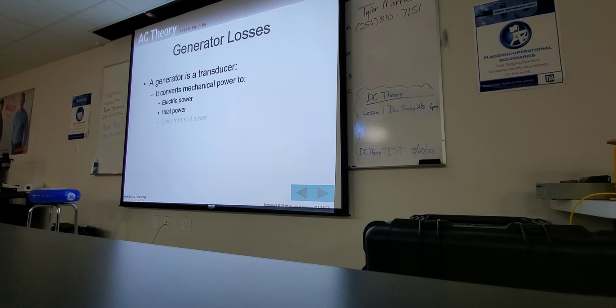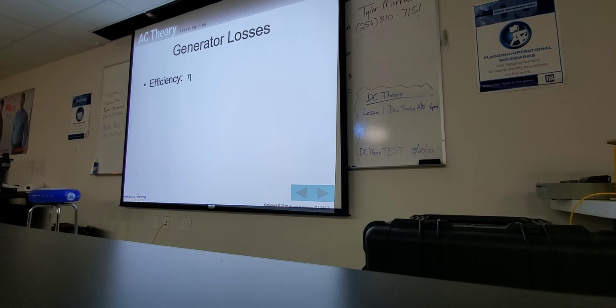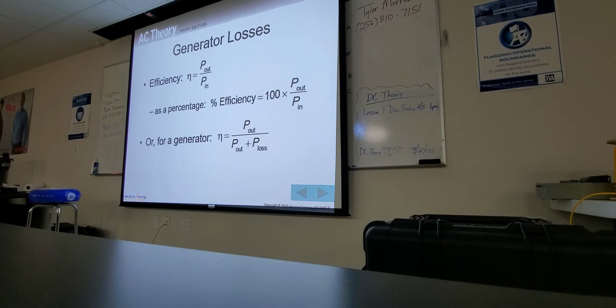A generator is a transducer. It converts mechanical power to electric power, heat power, and other forms of power. Generator loss refers to the portion of mechanical input power that is converted to forms of power other than electric. The efficiency of a generator is found by dividing the power output by the power input.